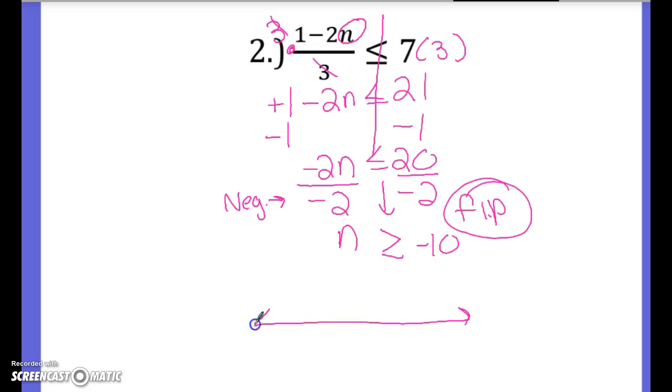So you're going to draw your number line. Again, negative numbers go backwards. So negative 9, negative 10, negative 11. You have a closed dot. All the numbers greater than are on the right.